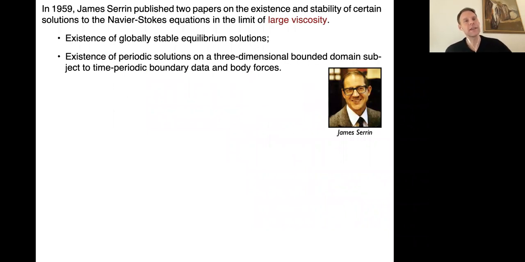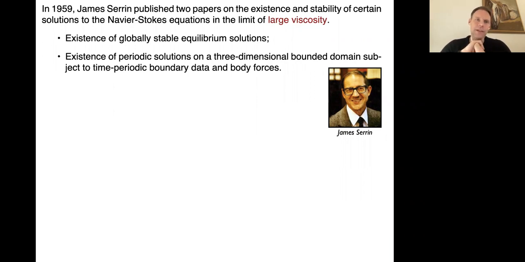So in 1959, Serrin published two papers on the existence of some solutions in the limit of large viscosity. So you can think of the fluid as very, very thick, and the fluid doesn't necessarily want to move. And so he proved the existence of a globally stable equilibrium solution, we sometimes call this the viscous equilibrium.